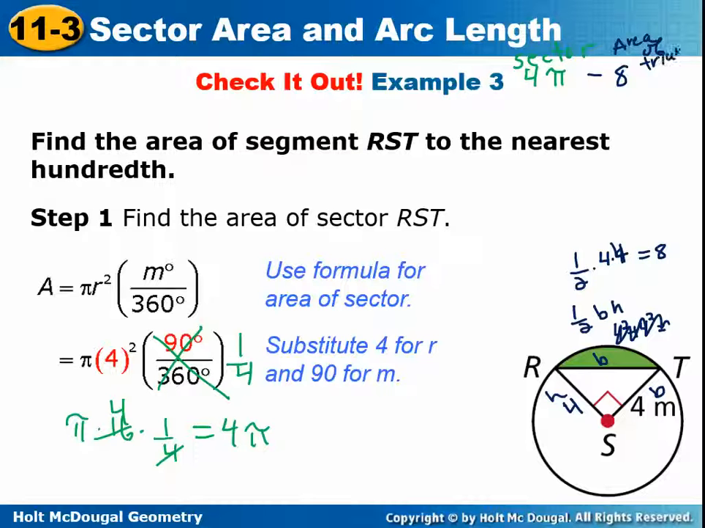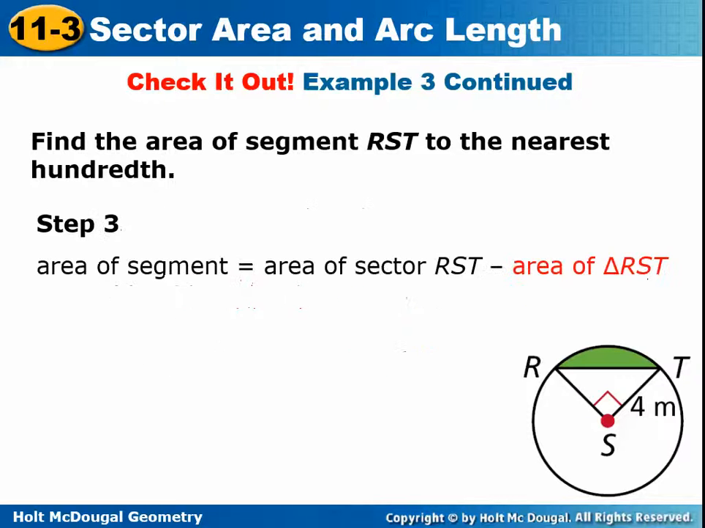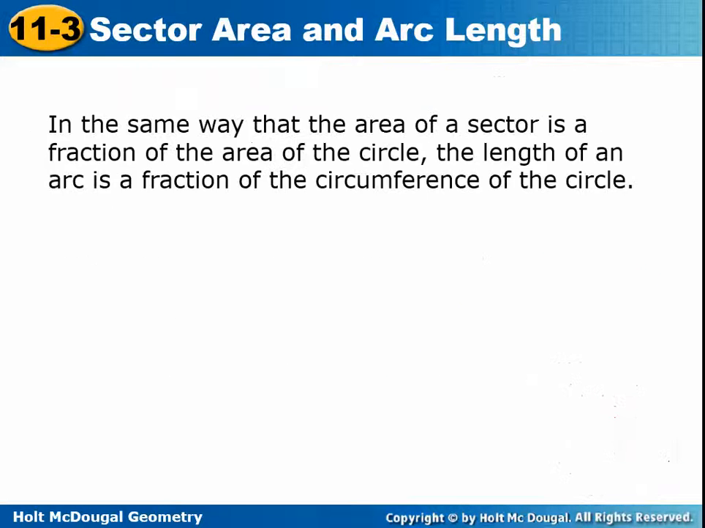And now it would just be time to get your calculator out and find what 4 pi is. It's approximately 12.56 minus 8. So you get about 4.56 meters squared for that little green piece. So it ends up being a lot simpler problem if there is a right angle in there.